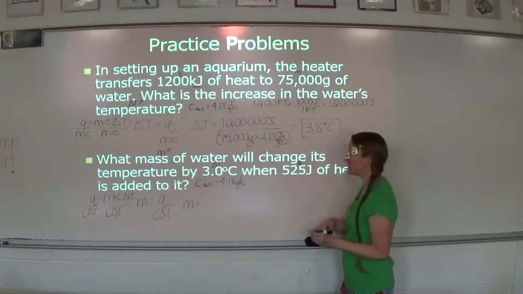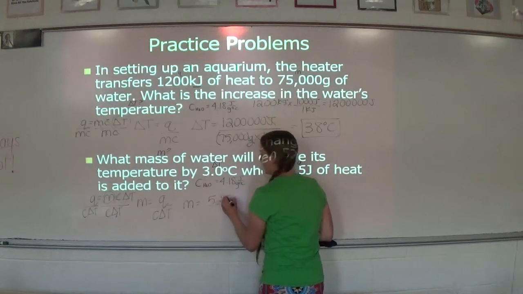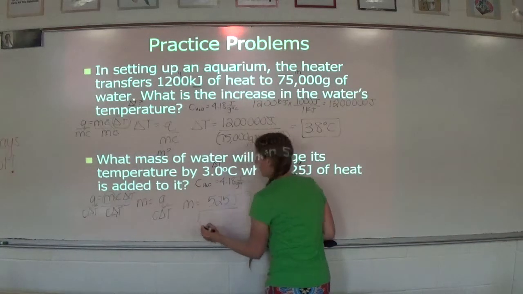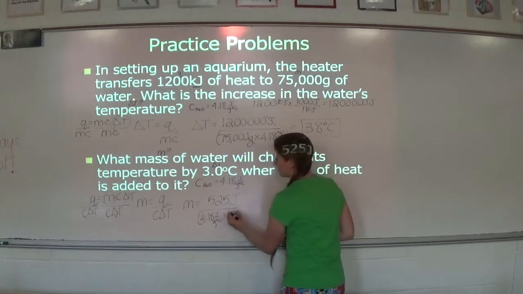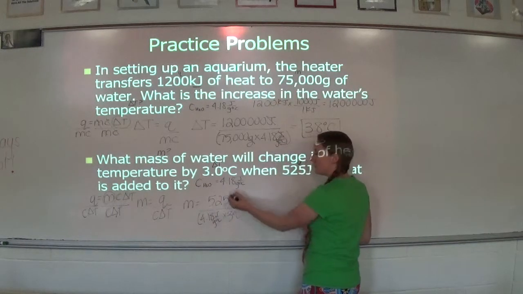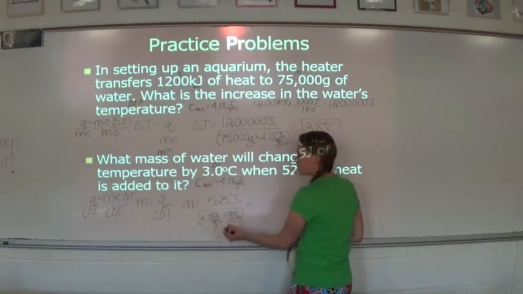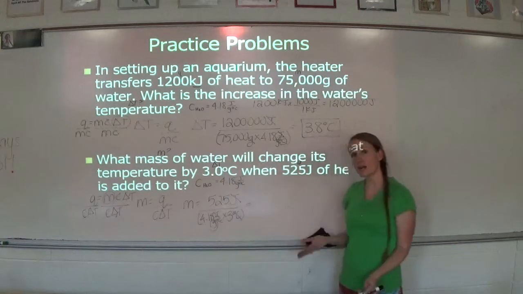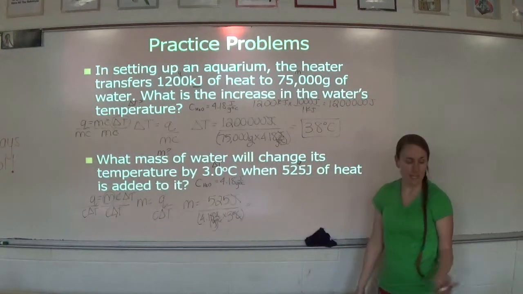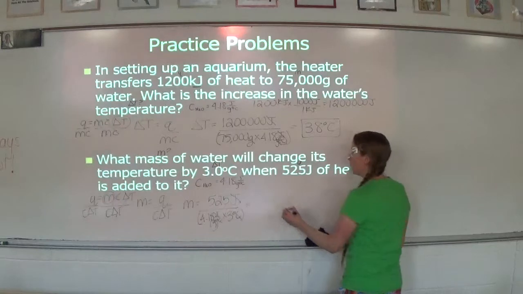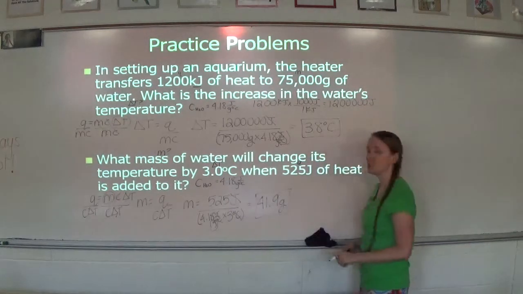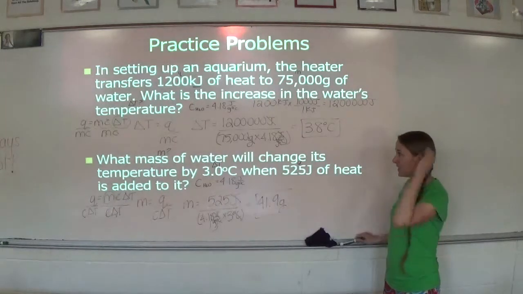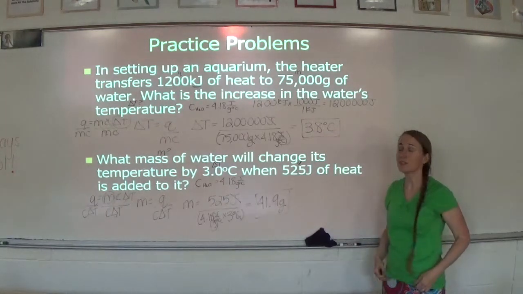So my heat is 525 joules. My specific heat is 4.18 joules per grams degrees Celsius, and my change in temperature is 3 degrees Celsius. So if you look, our joules and our Celsius cancel, and so we're left with grams, which makes sense, we're solving for mass. And so when I solved, I got 41.9 grams. Just like that. All right, so hopefully you got that one right on your own. This one didn't have any tricky stuff about the kilojoules.